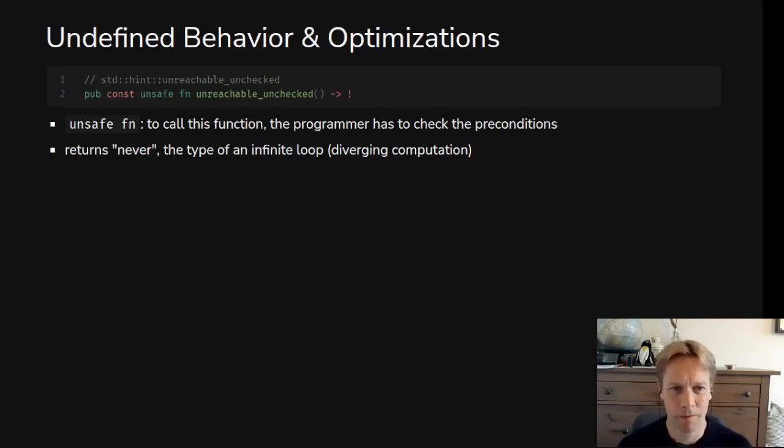So here's an example of an unsafe function called unreachable_unchecked. If you call that function, which is unsafe, you'd have to call it in an unsafe block yourself to say, yes, I've read the rules and I'm following them. If you call that function, the compiler is allowed to assume that you will never reach that bit of the code. So the programmer has to check the preconditions, that you never will reach that code.